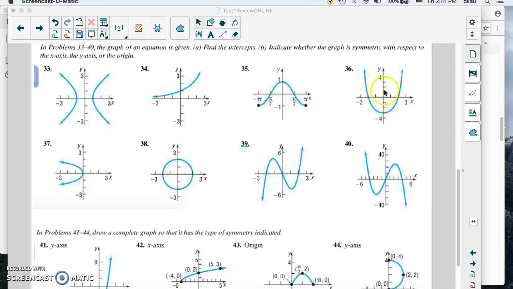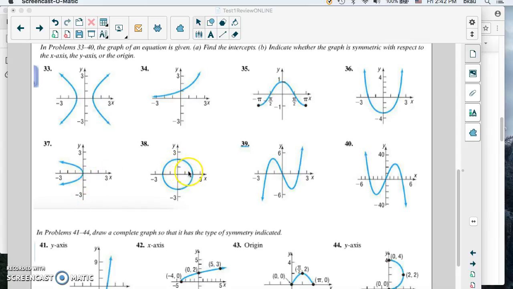36 has y-axis symmetry. No on the x-axis, no on the origin. So just y-axis symmetry. It has the intercepts at 2, 0, negative 2, 0, and 0, negative 3. 37 has an intercept at 0, 0. That's an x-intercept and a y-intercept. It has x-axis symmetry, no on the y-axis symmetry, and no on the origin.